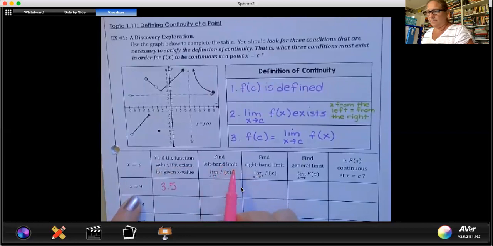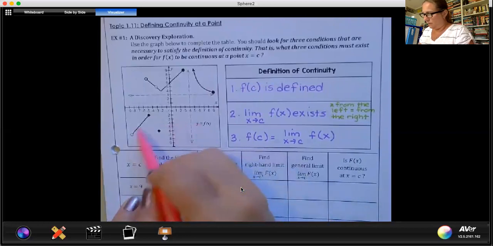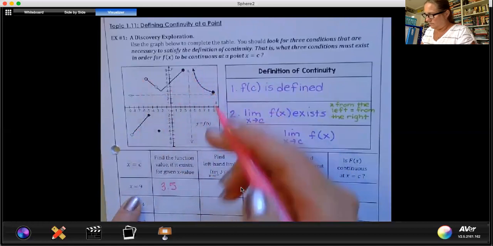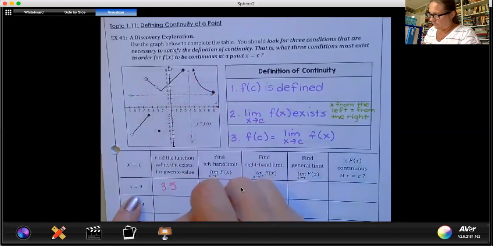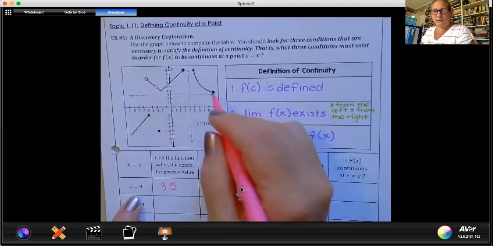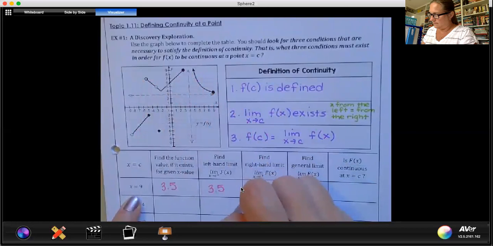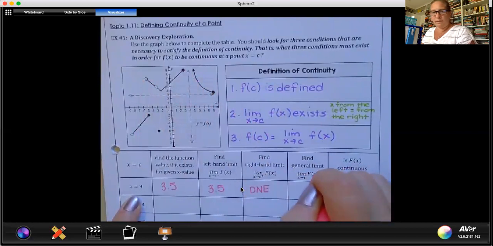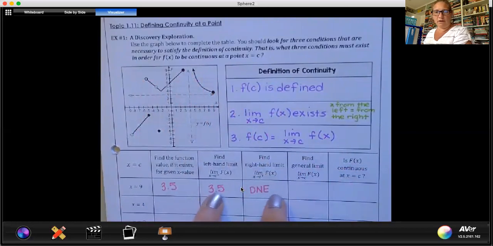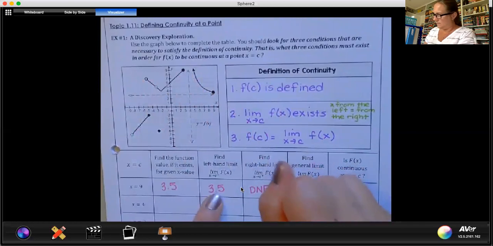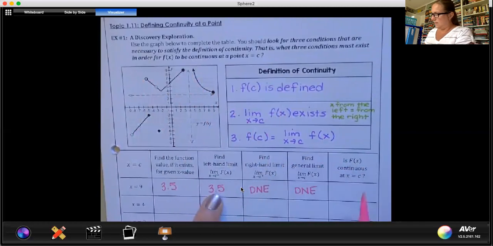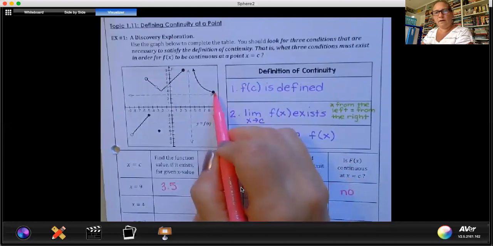Find the left-hand limit. So from the left, we end up at 3.5. Find the right-hand limit. There is no right-hand limit because that is an endpoint. So the right-hand limit does not exist. Remember, the overall limit or the general limit means the left and right must be the same. So this does not exist. And is f of x continuous at x equals c? It is not continuous at x equals c because at x equals 9, we have a stopping point.